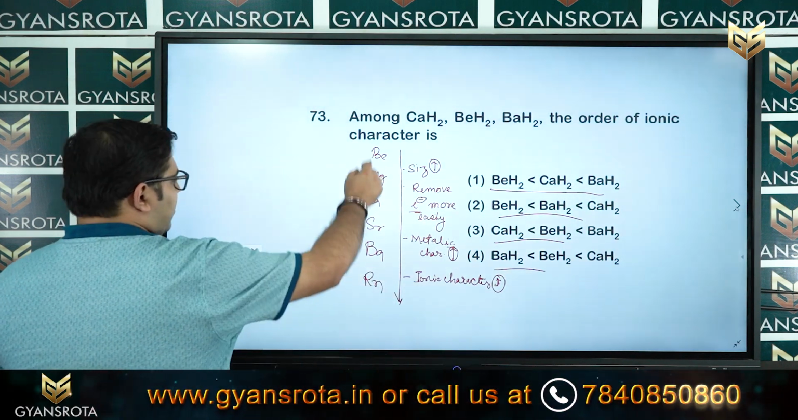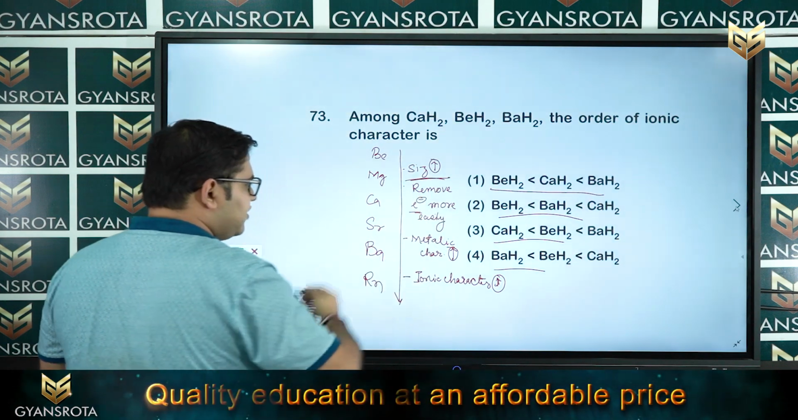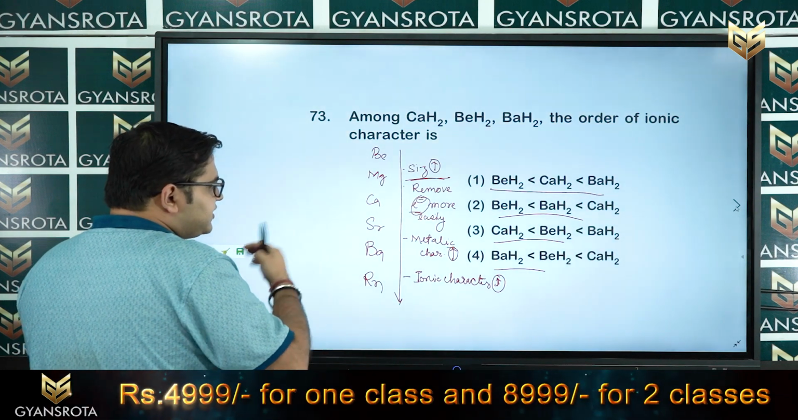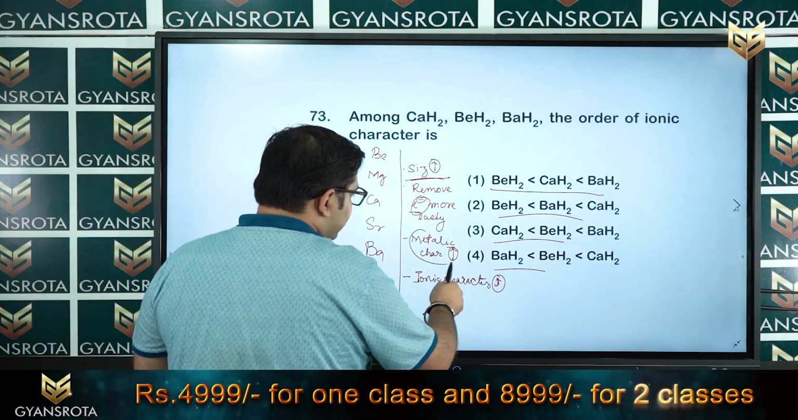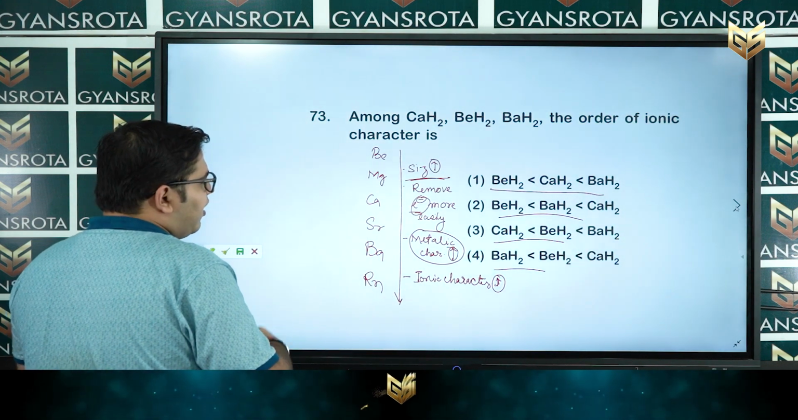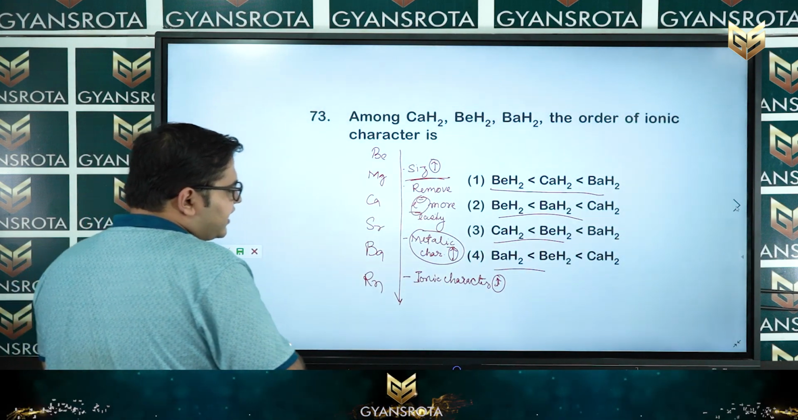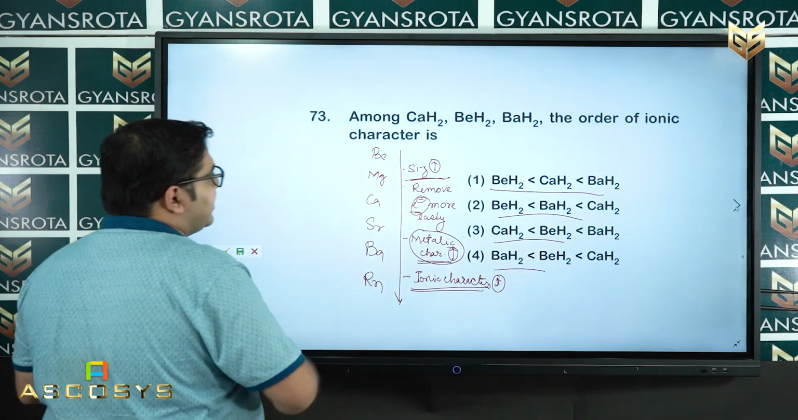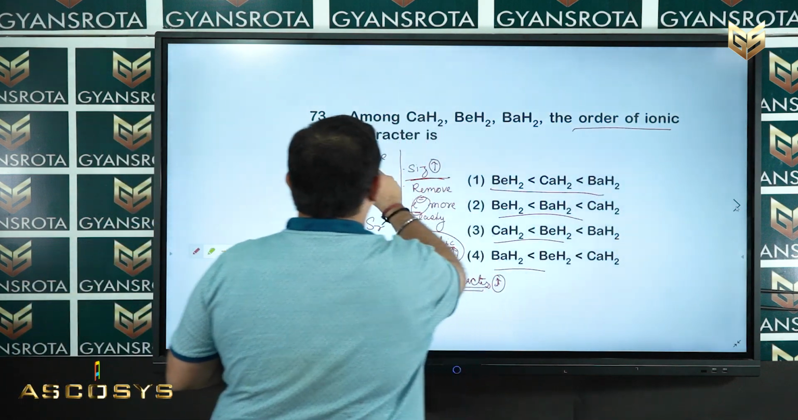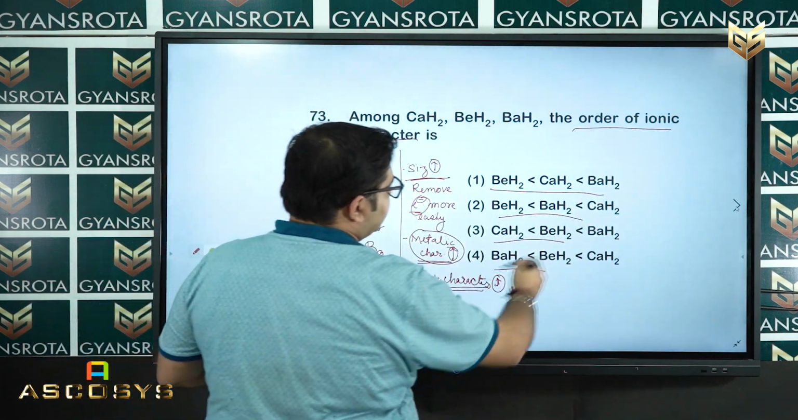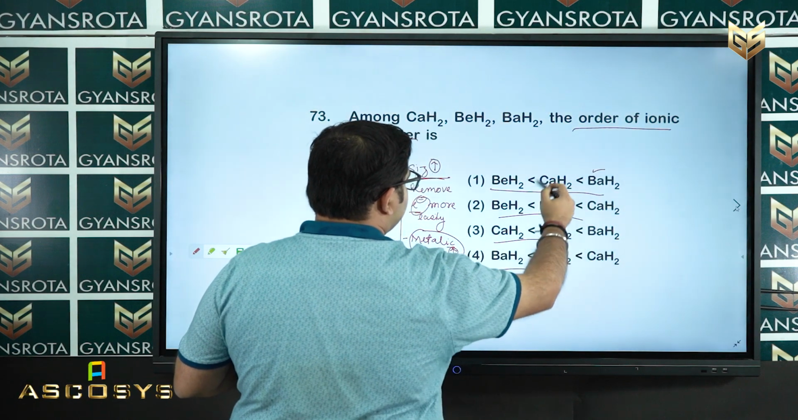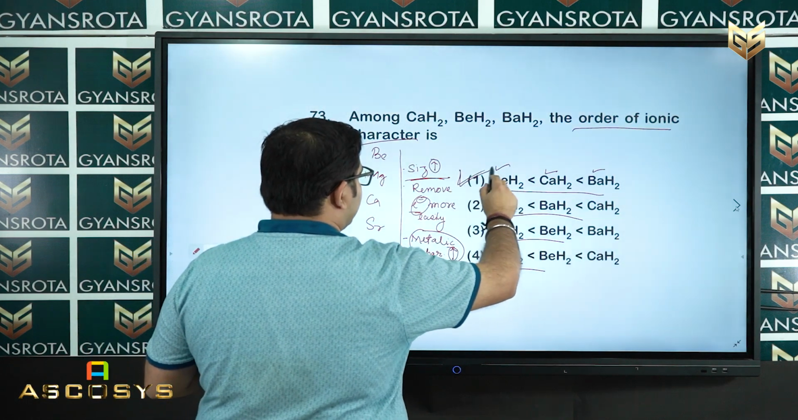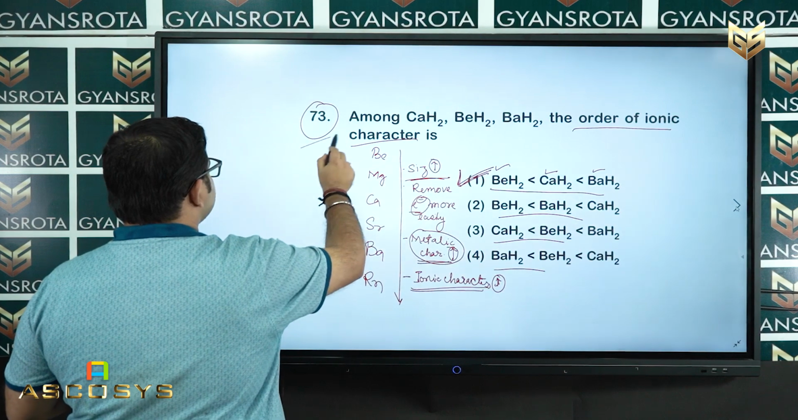Again I am repeating, down the group, if size increases, it is very easy to remove the valence electron. If it is very easy to remove the valence electron, the metallic character increases, because metals are those which can easily lose their electrons. If metallic character increases, the ionic character also increases, and they ask you the order of ionic character. Down the group, BaH2 is more ionic, then CaH2 and then BeH2. So here option number 1 is the correct answer of question number 73.